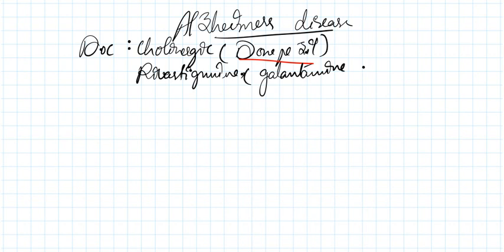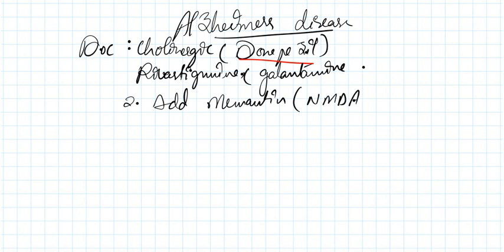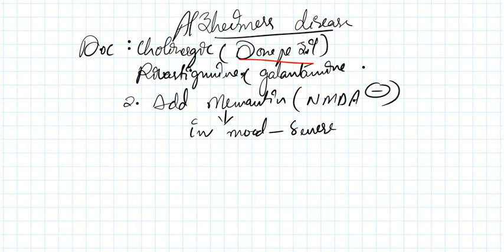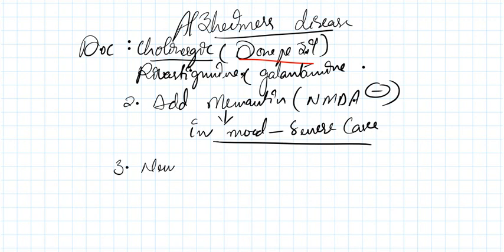Now you can add another drug called memantine, which is an NMDA blocker. What is NMDA? N-methyl D-aspartate blocker. But where will you add this memantine? In moderate to severe cases. If the patient has Alzheimer's that is moderate to severe, then you can add memantine with the cholinergic drugs, right? So that's it.